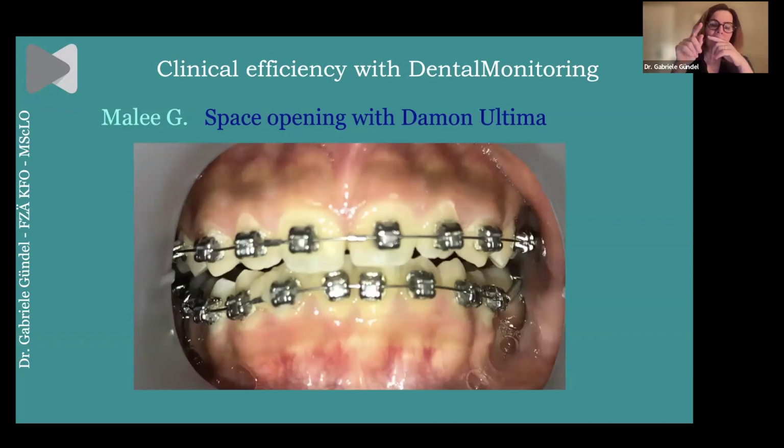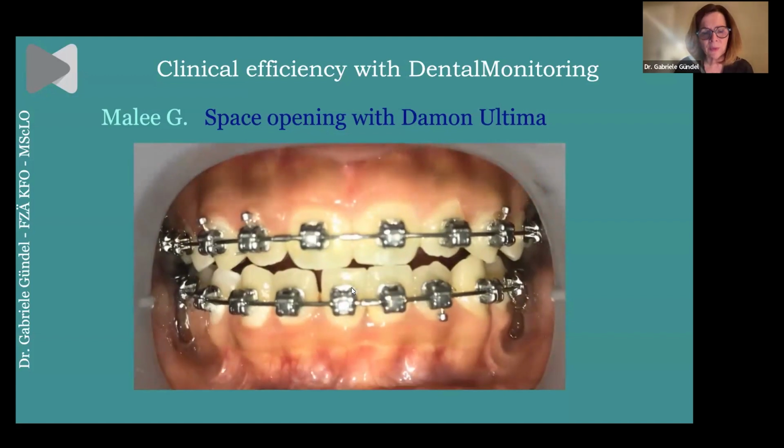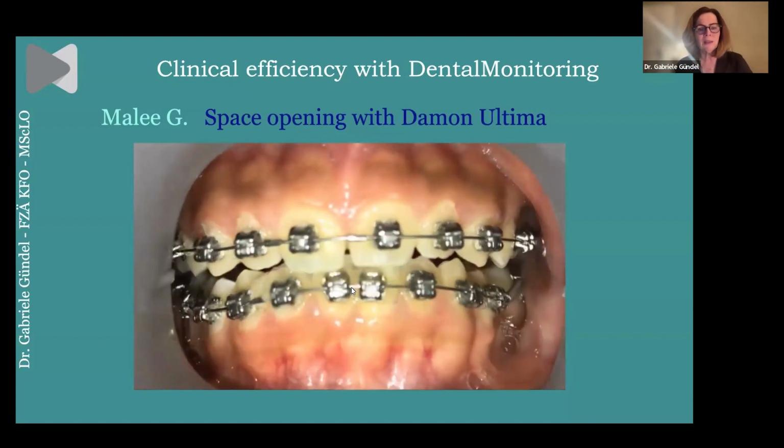Another especially interesting part of monitoring the patients with the AI is, especially the Damon Ultima system, the developing of spaces. Sometimes if you don't have any crowding and you have this really efficiently working arch wires, the slot filling arch wires, sometimes you get some space where you don't want to get space. Please look at this video. Look here. Can you see the space between the tooth 42 and 43? This is a space you don't want this, because you have to close it.